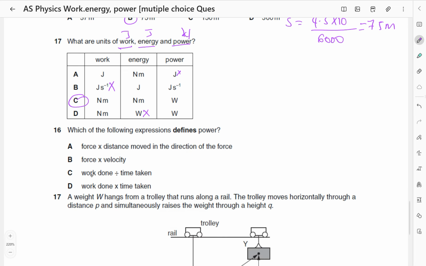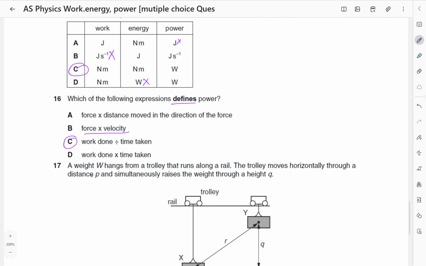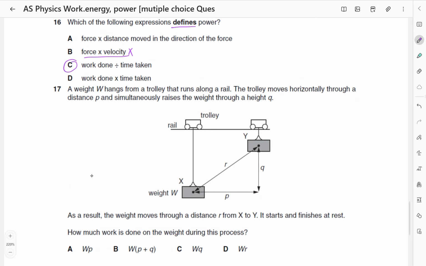Which of the following expressions defines power? Remember, power is the rate of doing work, work done per unit time. So the answer is going to be C. Force times velocity is just a formula which can be derived from the definition, work done over time taken. So this cannot be a definition. We can use it to calculate power, but we cannot use force times velocity to define power. Power is the rate at which work is being done. So it is work done over time taken.